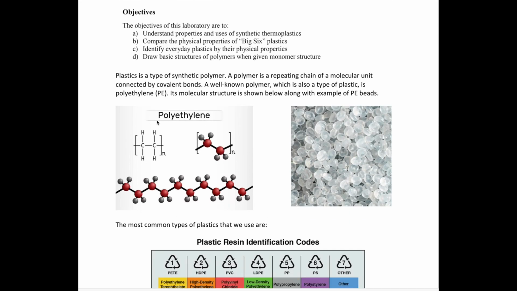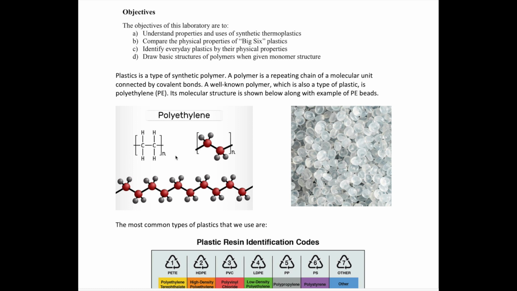So plastic is a type of synthetic polymer, and a polymer is just a repeating chain of a molecular unit that is connected through covalent bonds. One of the most well-known polymers, which happens to also be a plastic, is polyethylene or PE, and the molecular structure is shown right here. It has two carbons connected by a single bond, and then that just repeats.